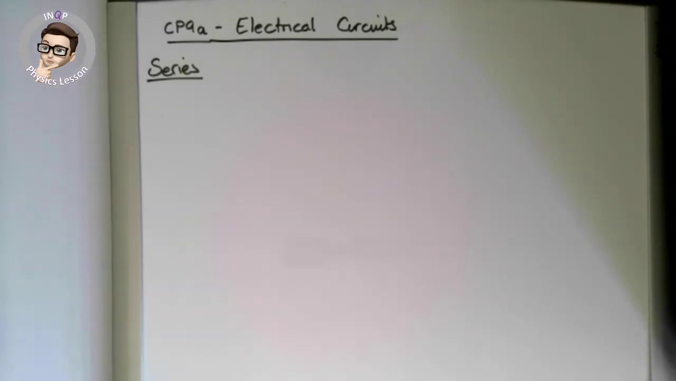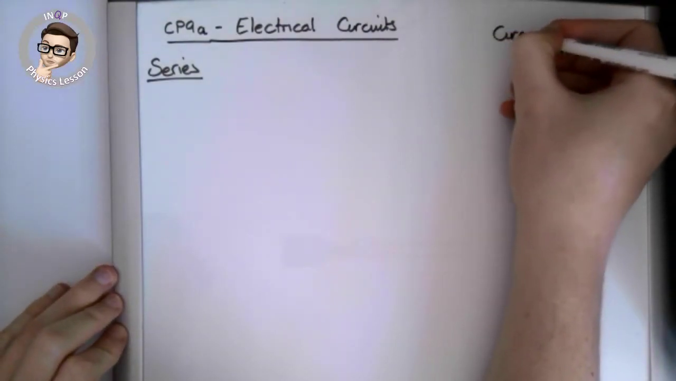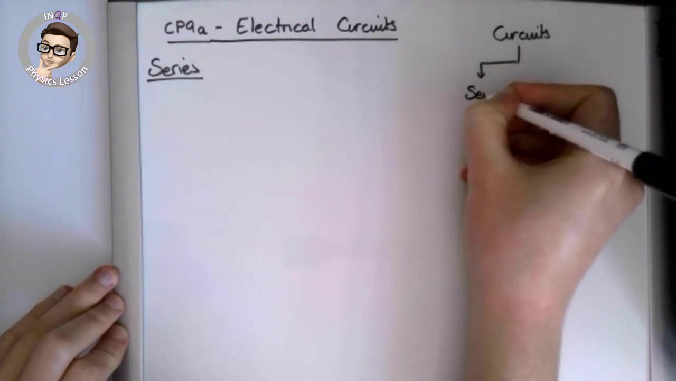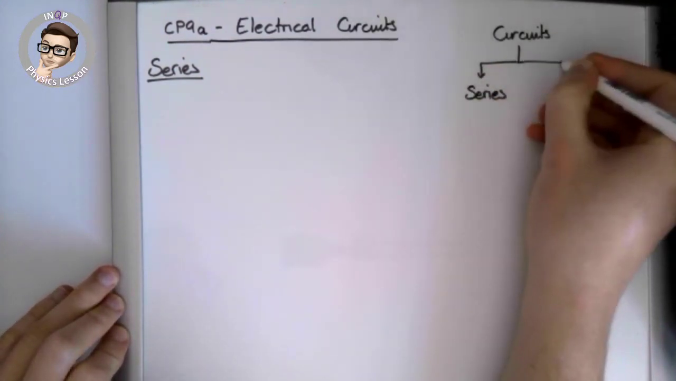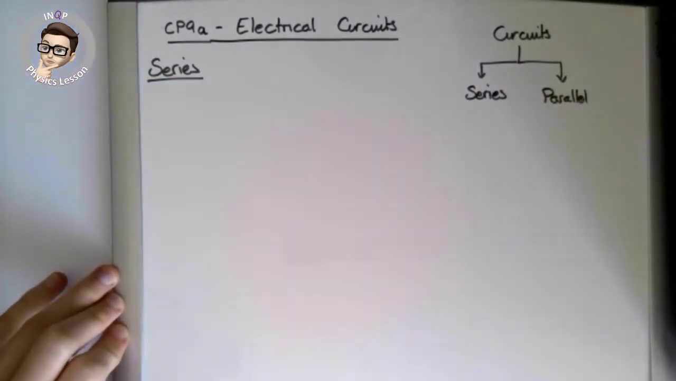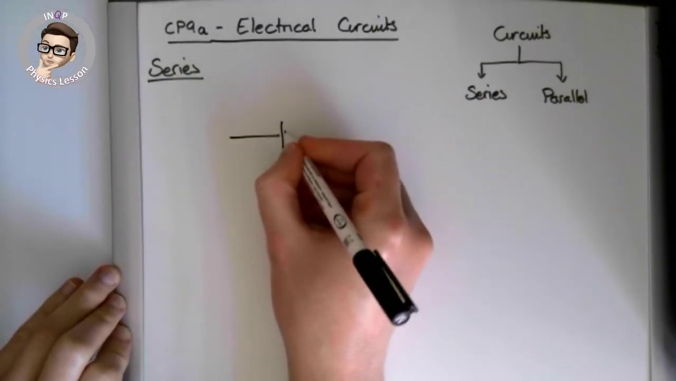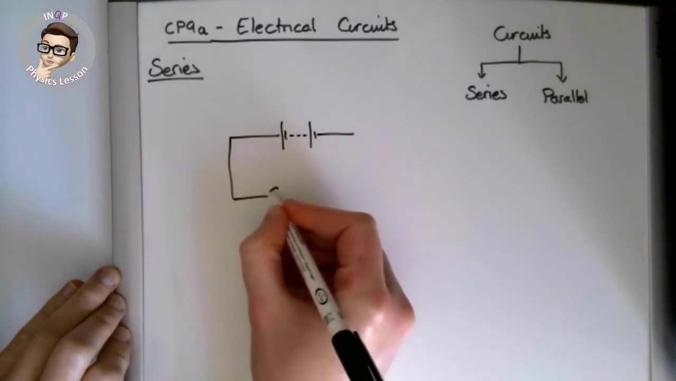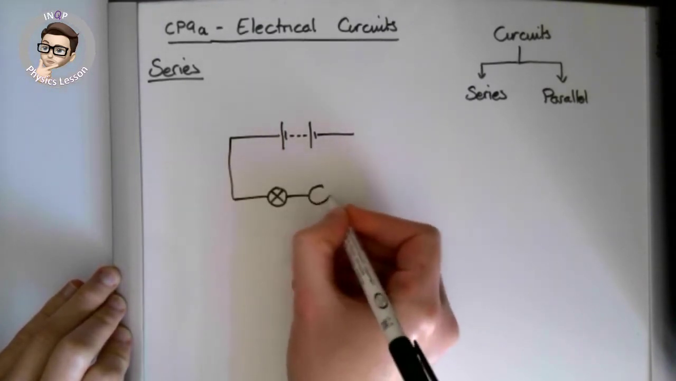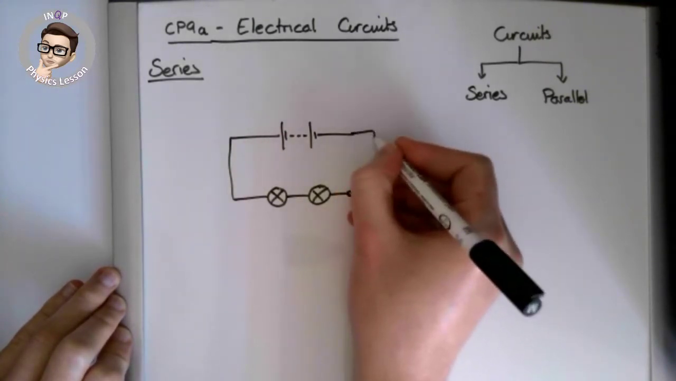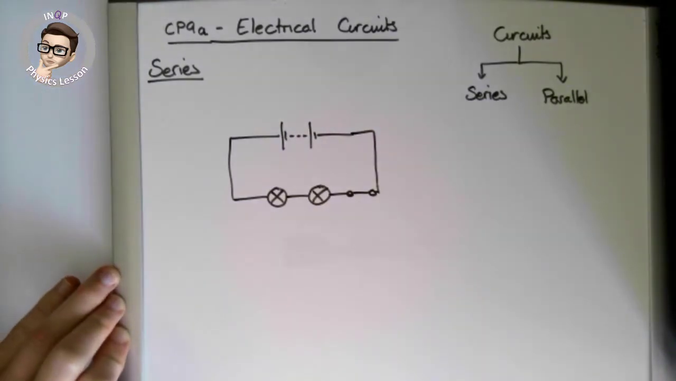Okay, so let's look at the two different types of circuits that we can have. We have series circuits and we have parallel circuits. Really important to know these two types. A series circuit, an example, would be, let's go with a battery, and we'll have two bulbs, two lamps, and we'll have a switch that's closed. There we go. That is a series circuit.